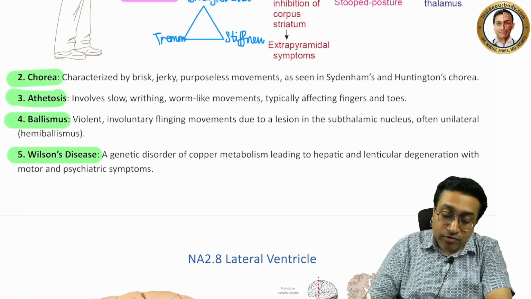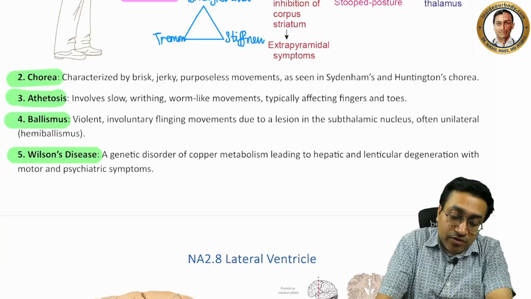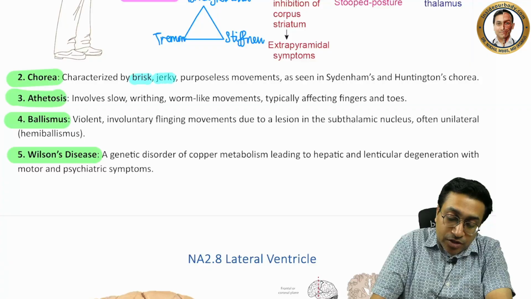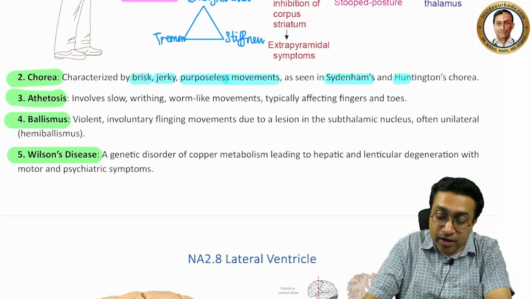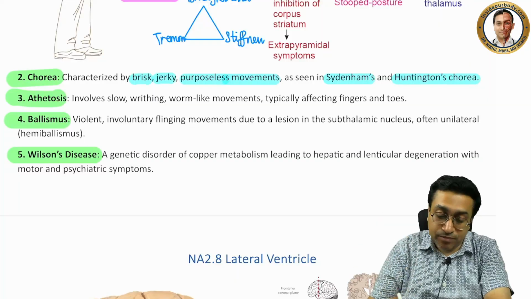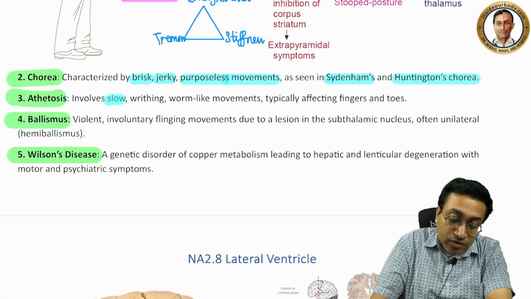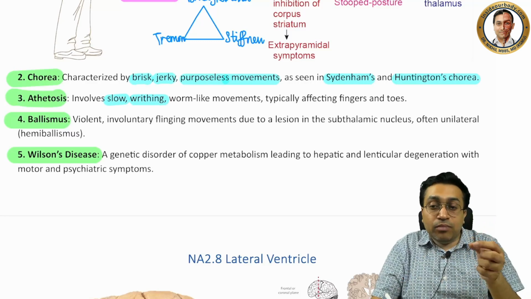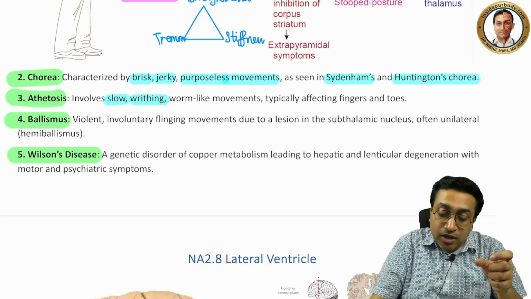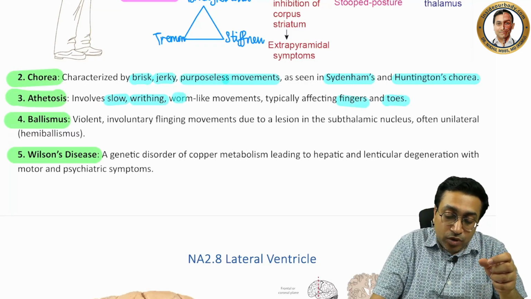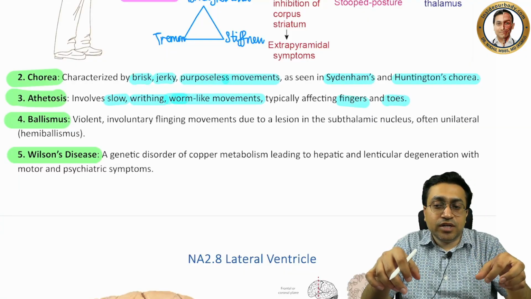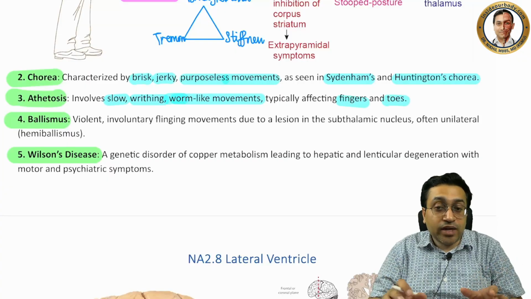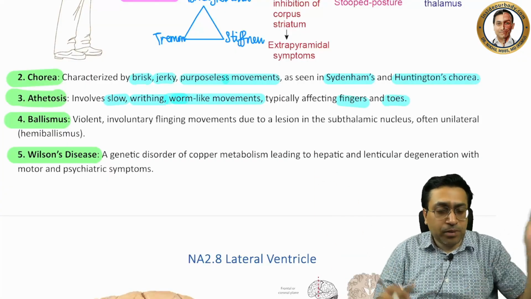Alright, then you have chorea. Now for chorea, you can remember these keywords: brisk, jerky, purposeless movements, as seen in Sydenham's chorea and Huntington's chorea. You will study details in medicine. Then athetosis is slow, writhing, worm-like movements, typically of the fingers and toes, just like this. Chorea is brisk, jerky, purposeless movements.